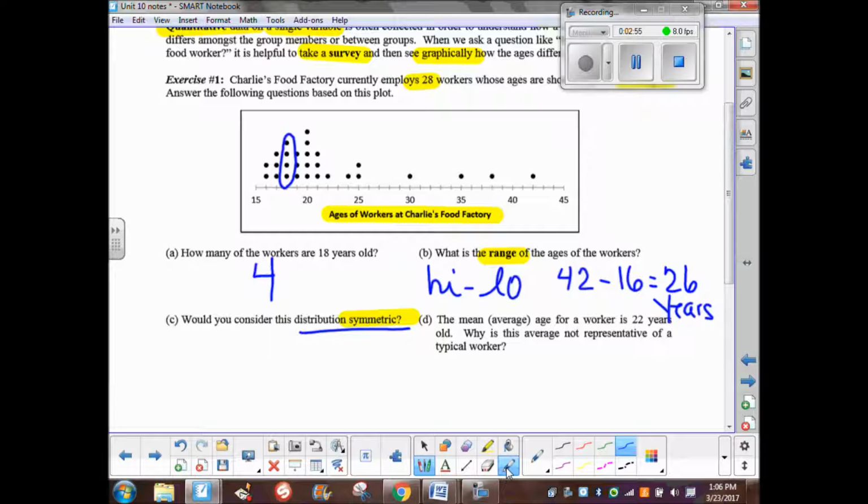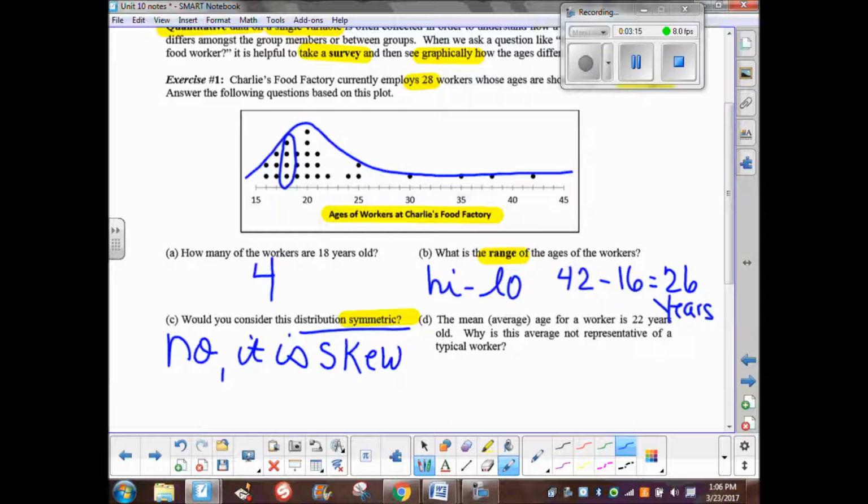So when I look at it, it kind of does this. And what that means is it's skewed. Okay? If it's not symmetric, it's skewed. So would you consider this distribution symmetric? No. It is skewed. And it has a direction. And the direction is where the tail is. So the tail goes to the right here. So it's skewed right.